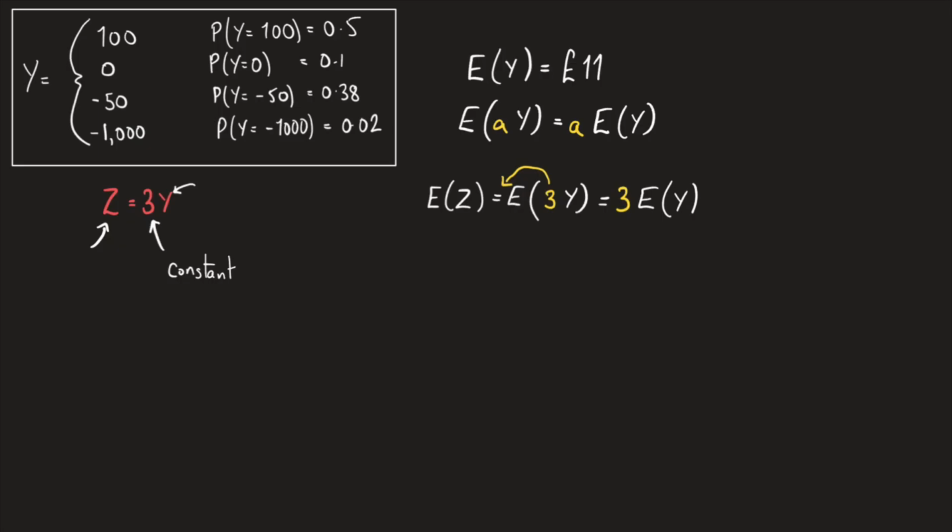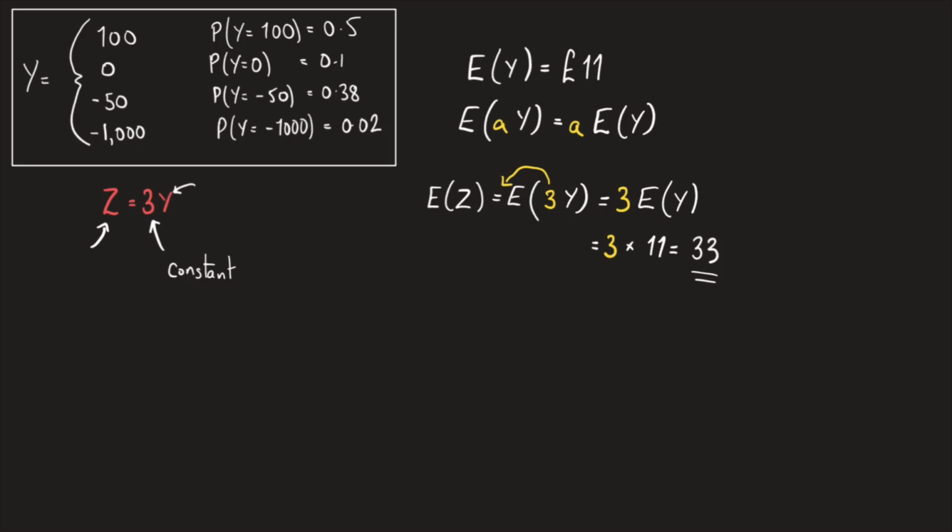Now, we already know that the expectation of y is equal to 11, so we can write that the expectation of z, which is the profit that we make from investing 3 times in this investment, is going to be 3 times the expectation of y, which is 3 times 11, which is equal to £33. So our expected profit is equal to £33.